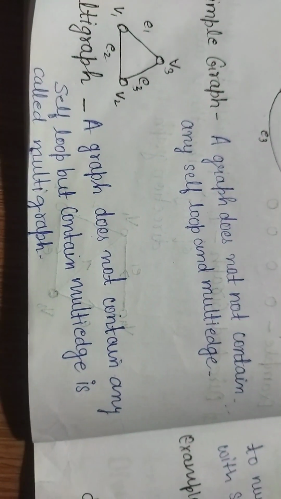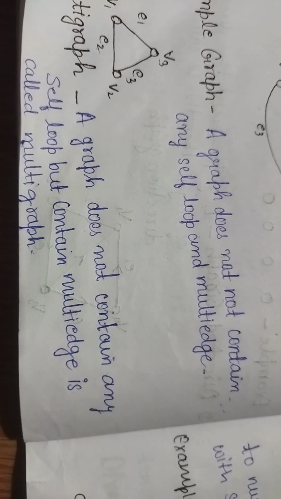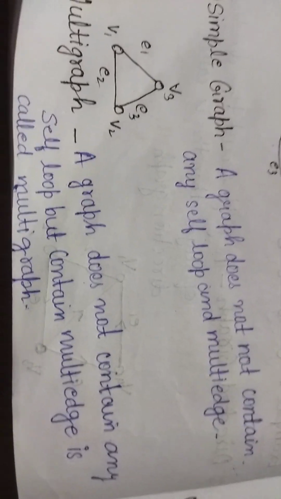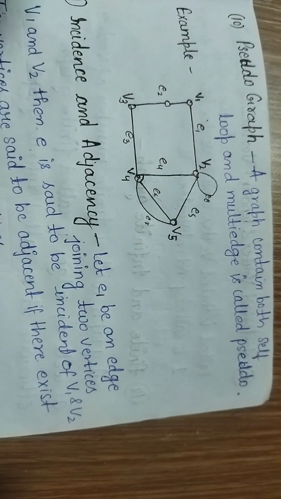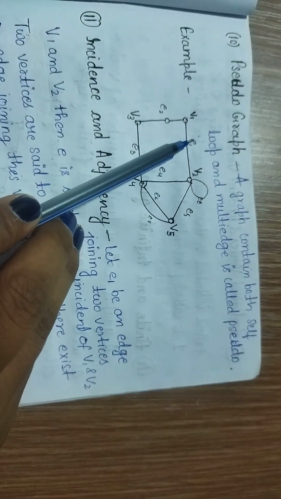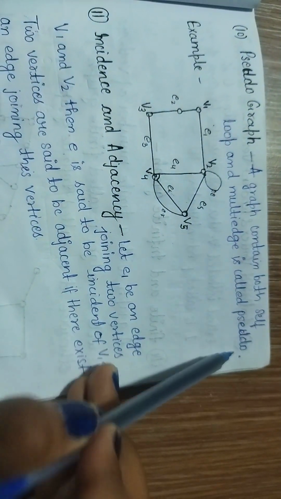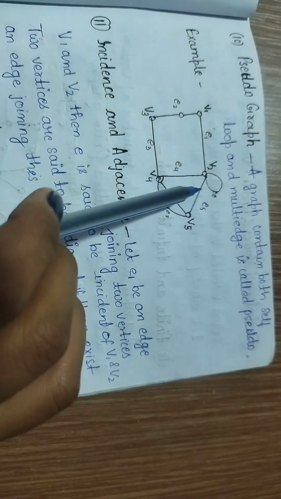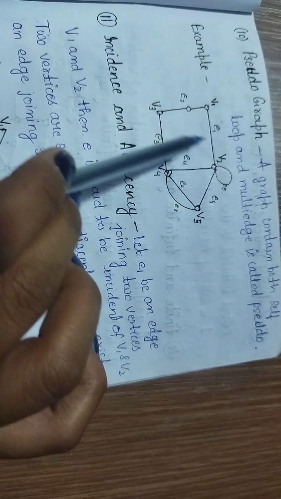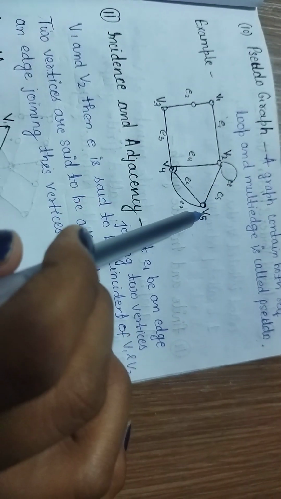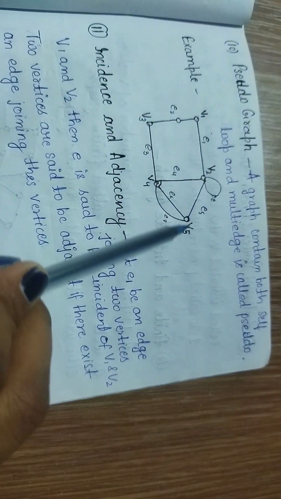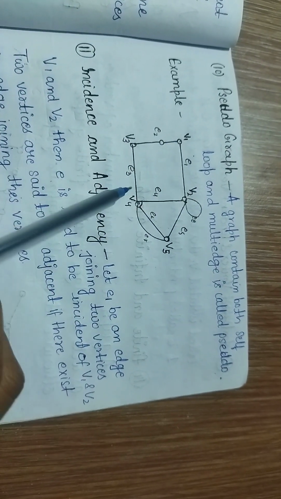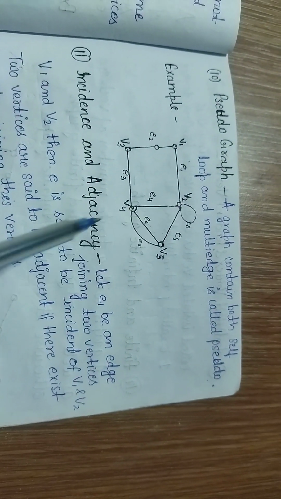A graph which should not have self loops but contains multi edges, we call a multi graph. Okay, now come to the 10th point, pseudo graph. A graph containing both self loops and multi edges is called a pseudo graph. Here vertices V1, V2, V3, V4, V5, V6 are given and the edges E1, E2, E3, E4, E5, E6, and the self loop is also given here. So it contains the multi edges and also a self loop. So it's called a pseudo graph.